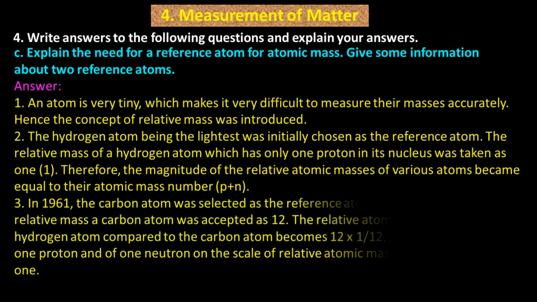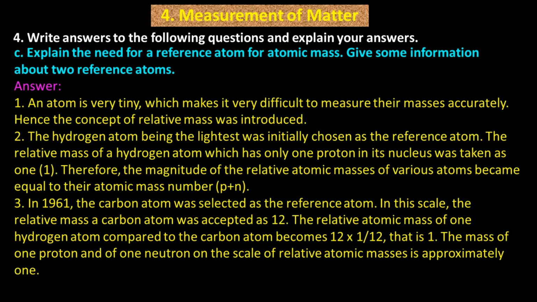N. 3. In 1961, the carbon atom was selected as the reference atom. In this scale, the relative mass of a carbon atom was accepted as 12. The relative atomic mass of one hydrogen atom compared to the carbon atom becomes 12 multiplied by 1 upon 12, that is 1. The mass of one proton and of one neutron on the scale of relative atomic masses is approximately 1.